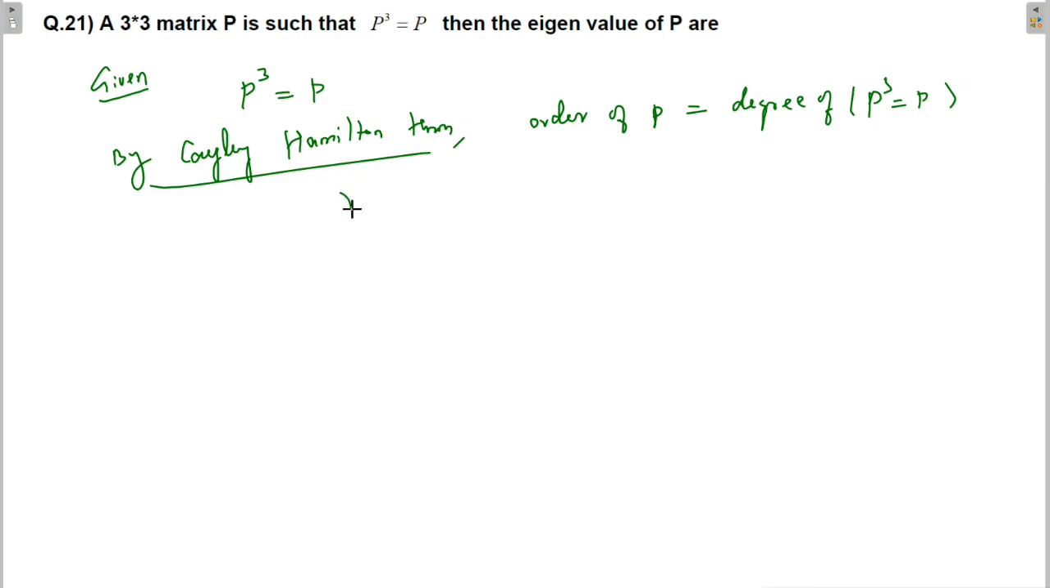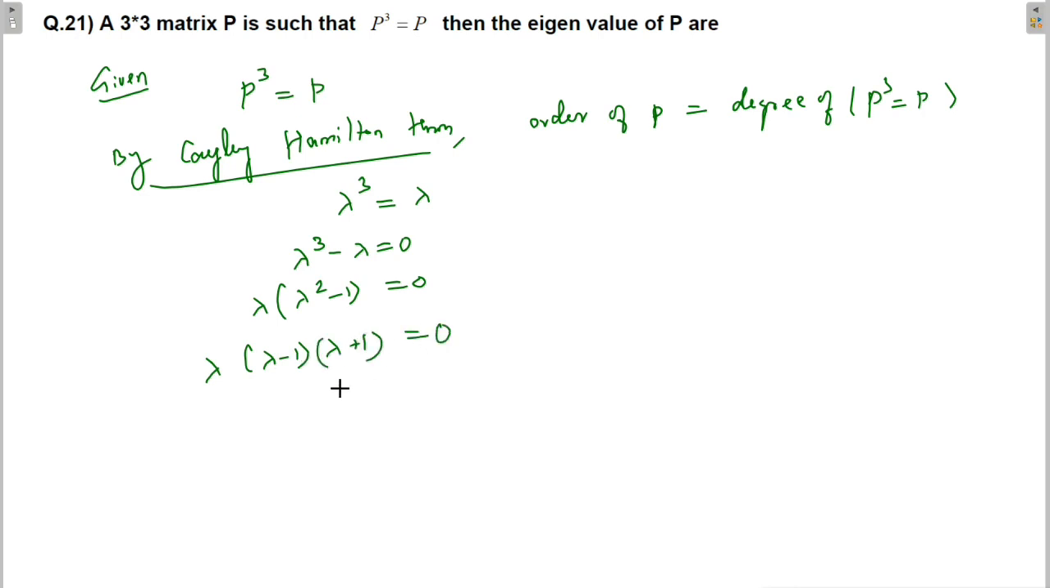From that you may get lambda power 3 equal to lambda, so lambda power 3 minus lambda equal to 0. If you take lambda as a common, lambda square minus 1 equal to 0, lambda into lambda minus 1, lambda plus 1 equal to 0. Equating to 0, you may get lambda equal to 0, minus 1, 1. So these are the eigenvalues of the matrix P.